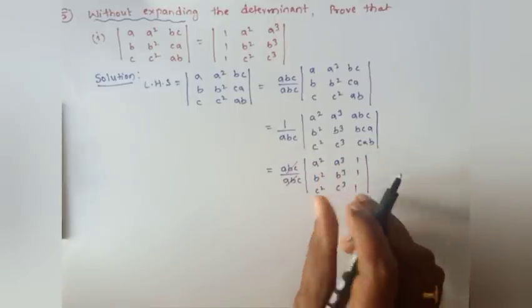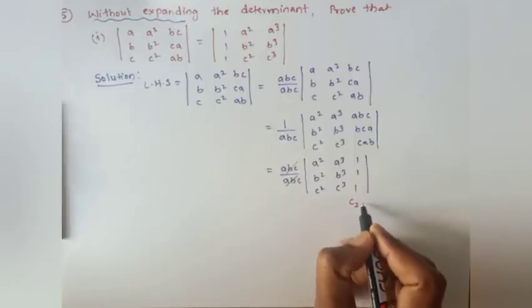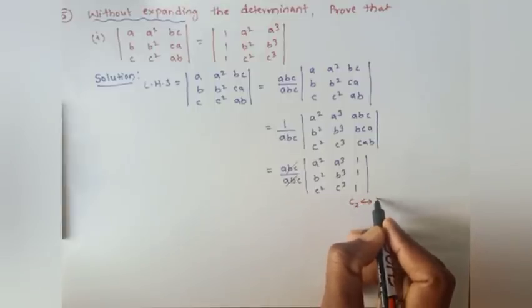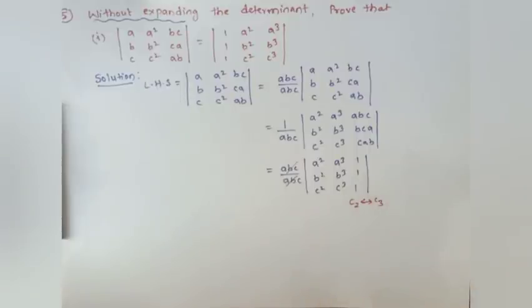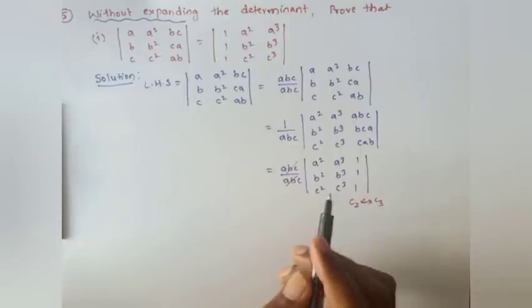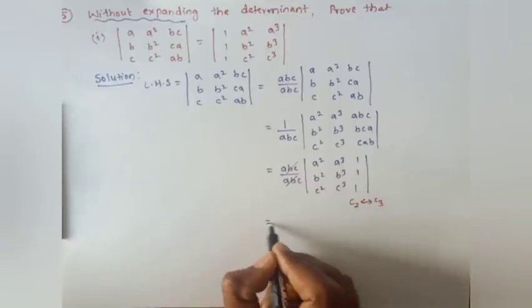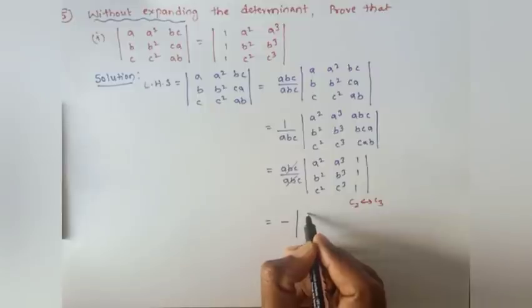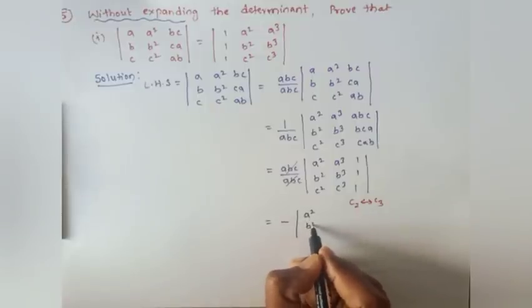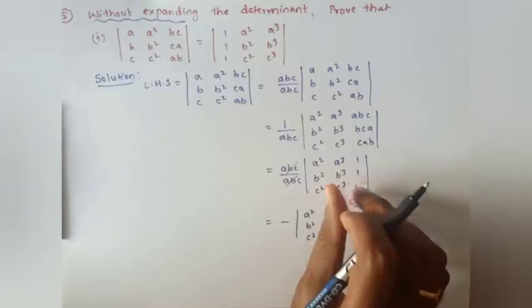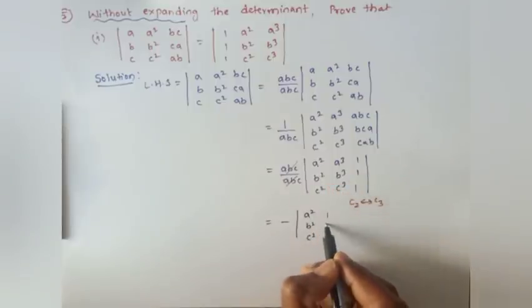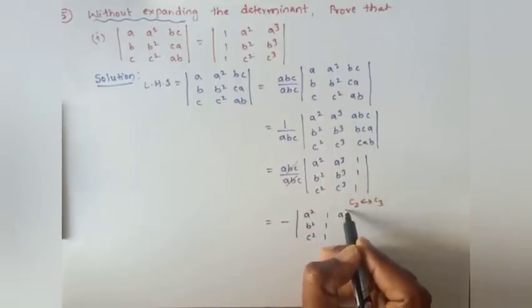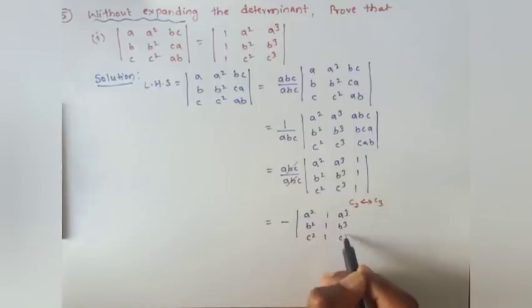Here I'm interchanging two adjacent columns like C2 interchanging C3. If we interchange any two adjacent rows or adjacent columns, then the determinants differ with a sign. So you just need to multiply with a negative sign. Then no change in the first column, this is as it is a square, b square, c square. Here I'm interchanging these two columns. So it is 1, 1, 1, a cube, b cube, and c cube.